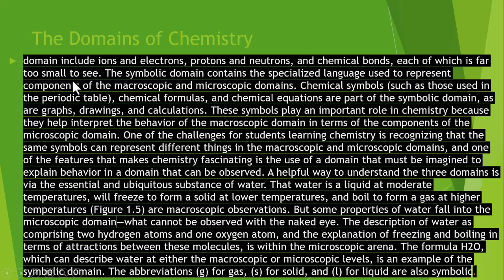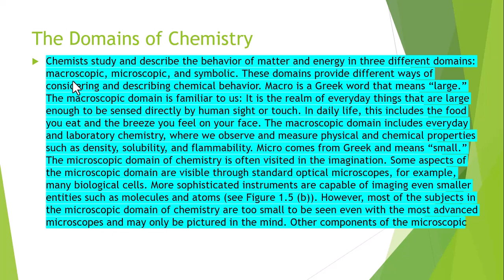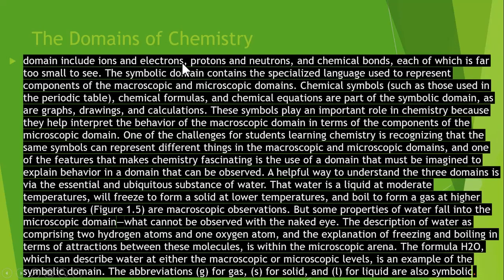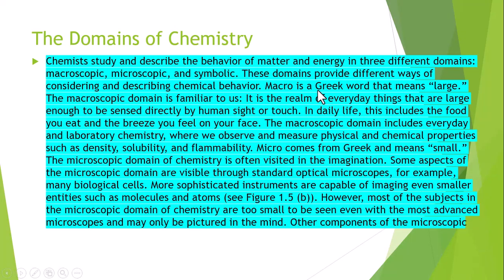They are not saying that even with the most advanced microscopes we cannot see this. They are saying other components. So they are these ones, electrons, protons, neutrons, and chemical bonds, they are not included in the microscopic domain of chemistry, where we are saying they are so small. Even with the most advanced microscopes, we cannot see them. We just have to imagine them in our minds. These ones are not included.